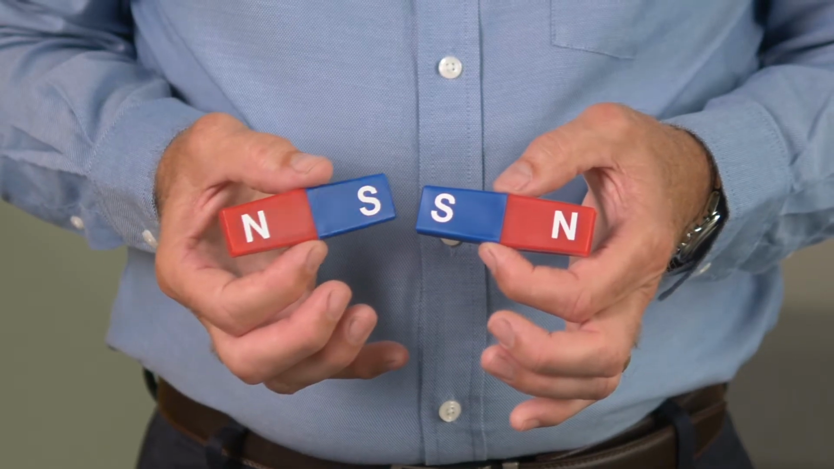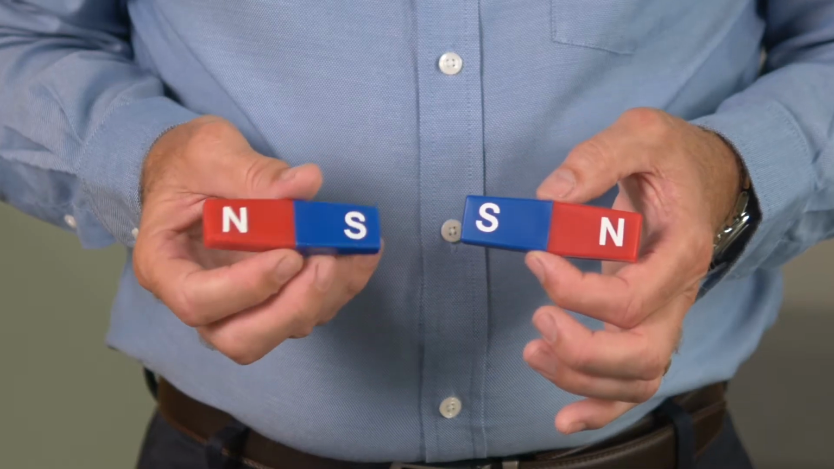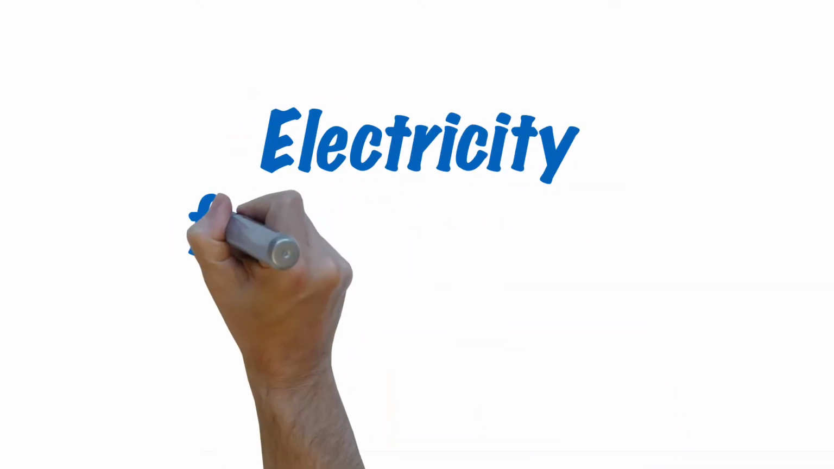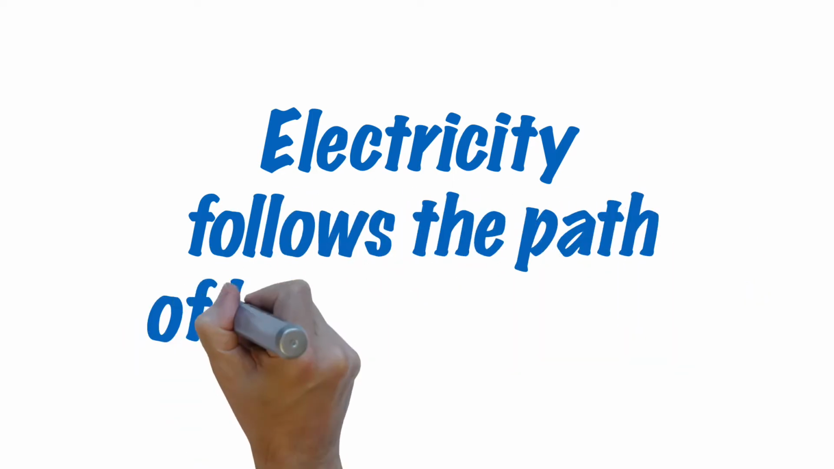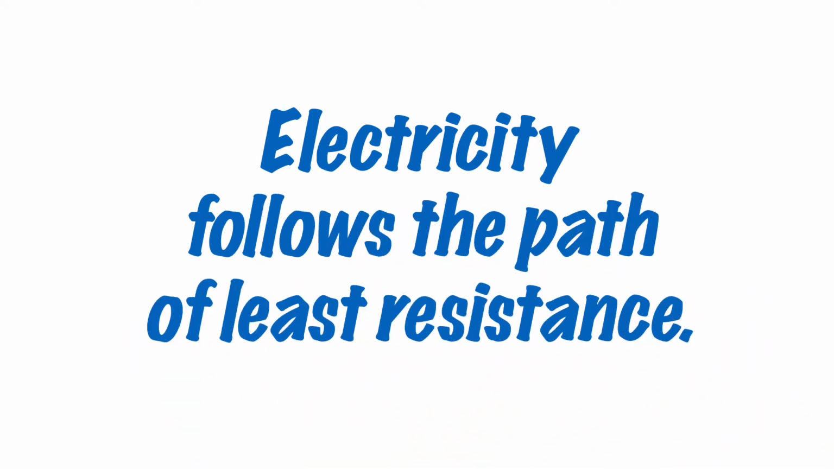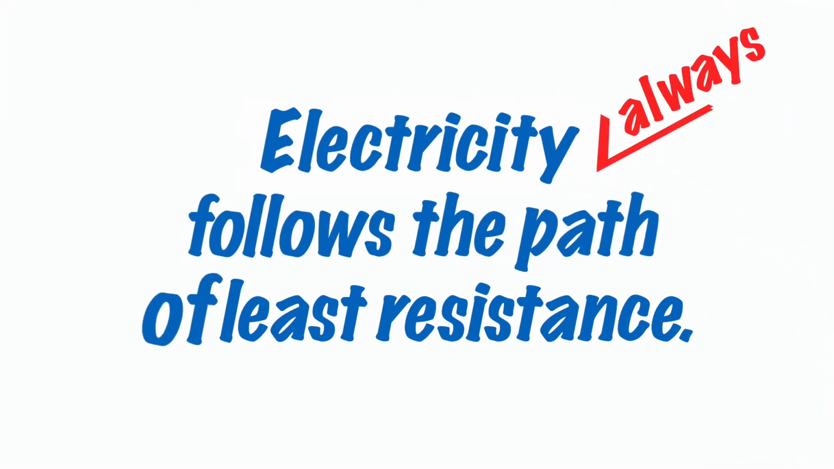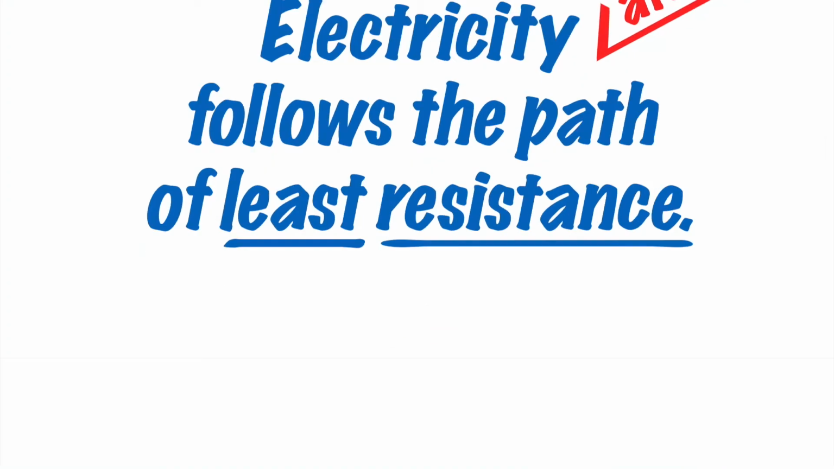And understanding how it flows may be the most important thing you learn today. Electricity always follows the path of least resistance. We're going to say that one more time because you really need to remember it. Electricity always follows the path of least resistance.